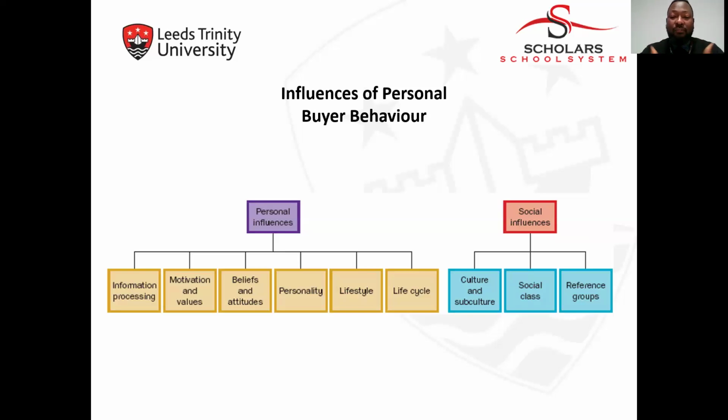Then we have social influences, where we talk about cultural beliefs and subculture. The nation you are from, the tribe you are from, can influence your purchase of items. Also your social class in terms of your status and income, and your reference group and peer groups. All these are aspects of personal and social influences on consumer behavior.